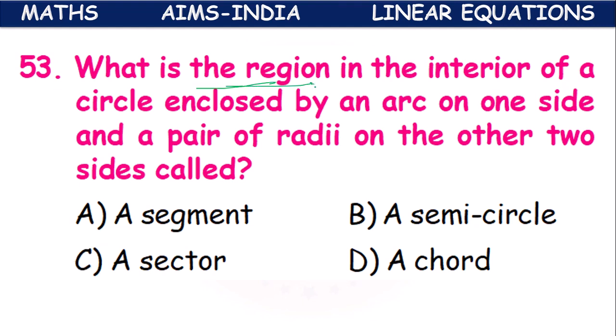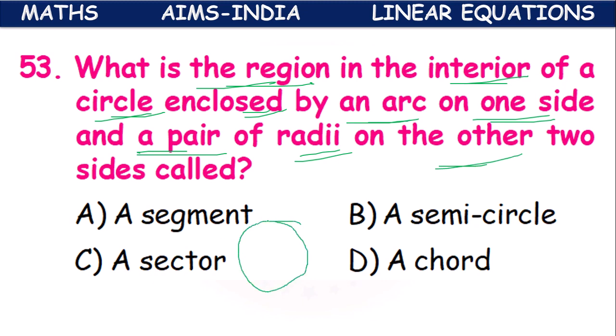What is the region in the interior of a circle enclosed by an arc on one side and a pair of radii on the other two sides called? A part of the circle enclosed by an arc on one side and radii on the other two sides. This is one radius, this is another radius, this is the arc. What is this part? This part is called a sector. A sector is a part which is enclosed by an arc and radii.